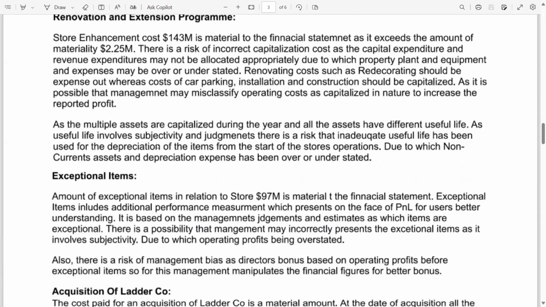As multiple assets are capitalized during the year and all the assets have different useful lives, and as useful life involves subjectivity and judgments, there is a risk that an inadequate useful life has been used for the depreciation of the items from the start of the store's operations, due to which non-current assets and depreciation expense may be over or understated.